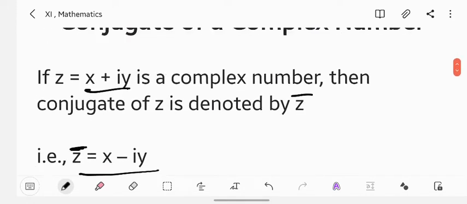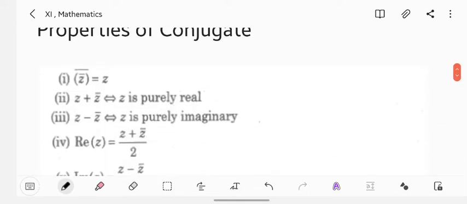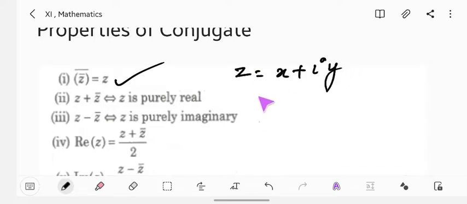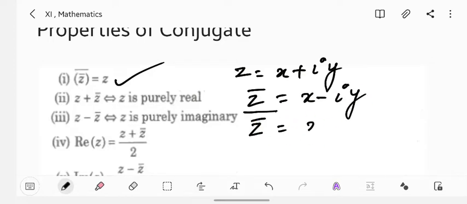So here are the properties of conjugate. The conjugate of the conjugate will always give you the same complex number. All right, so z equals x plus iy, and if you find the conjugate of this it becomes x minus iy, and the conjugate of this conjugate will be again x plus iy. All right, so this is how it works, the first one.